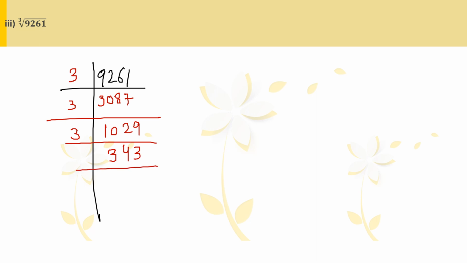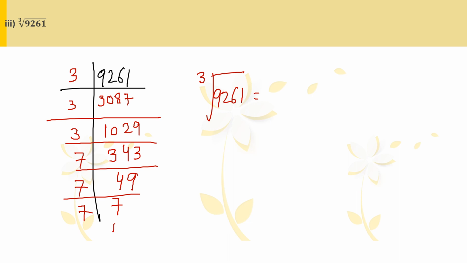Now 343 is not divisible by 3, it is divisible by 7, right? 7 fours are 28, 7 nines are 63, 7 sevens are 49, 7 ones are 7, like this. Now you will write the cube root of 9261 as the cube root of 3 multiplied by 3 multiplied by 3 multiplied by 7, 7 and 7.